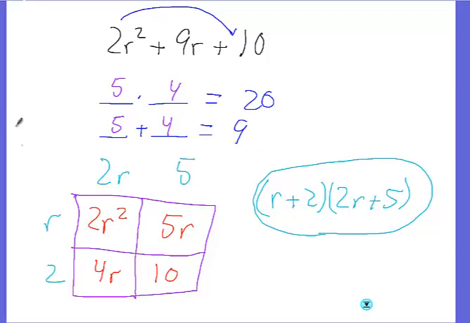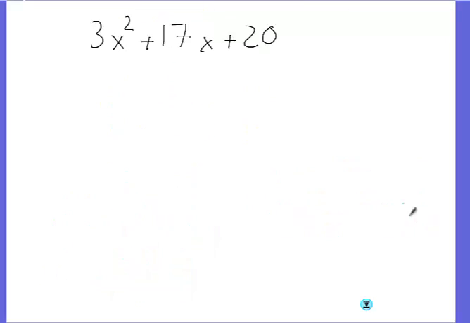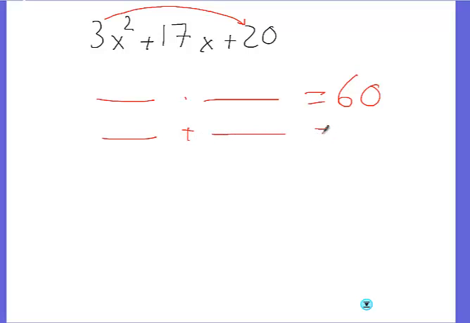Again, this is the box method. There are other methods, but this video is about the box method. All right, so we got to look here. We have 3x squared plus 17x plus 20. Again, if we could factor out this 3, that'd be ideal, but we can't. So what you do is take the 3, multiply by 20. So what times what equals 60, and what plus what equals 17.